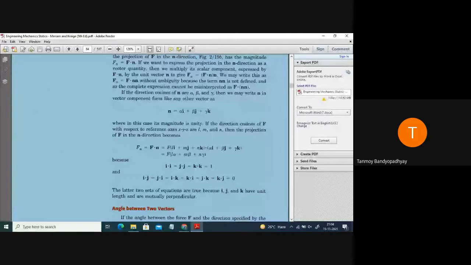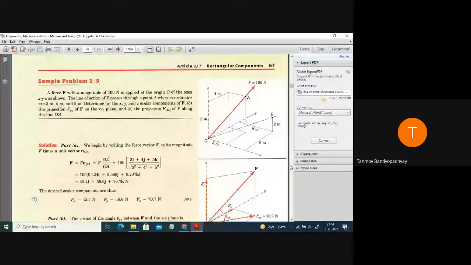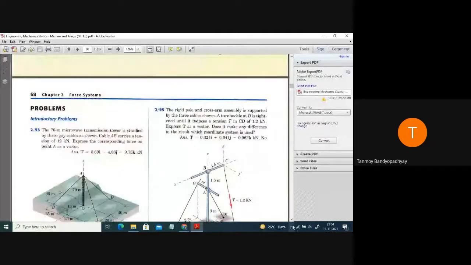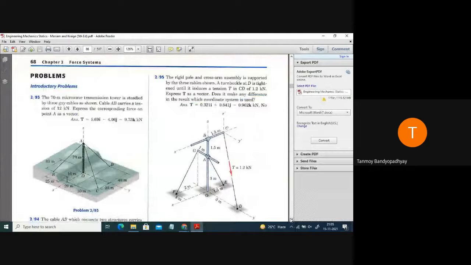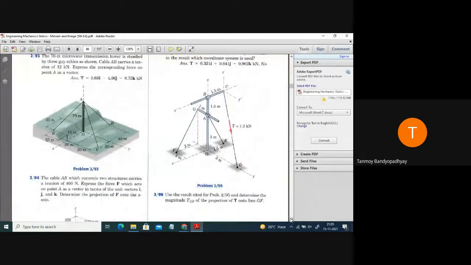So angle between two vectors, that I had discussed. So let's just move on to problems, instead of going for theory, so that these things start getting clear. So let's start with the first problem.